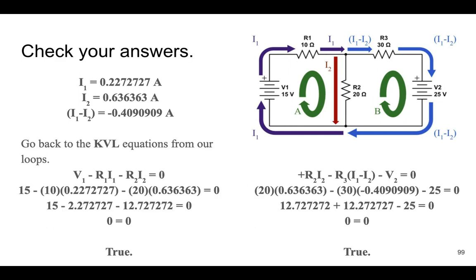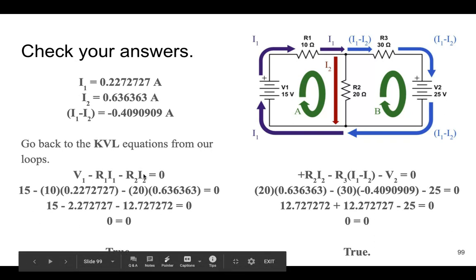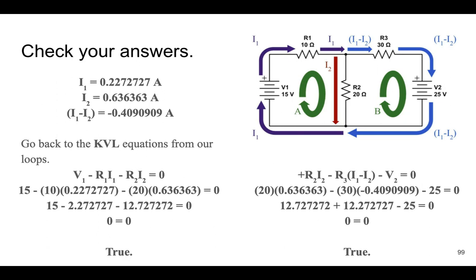So lots of different ways to check your answers. You can plug the numbers back in, which is a good way to do it. And if you do it correctly, you should end up with something like 0 equals 0. That's true. Over here, 0 equals 0. That's true. If you end up with some number that isn't 0 equaling 0, that means you goofed in your algebra somewhere, you made a mistake. So go back and start over.